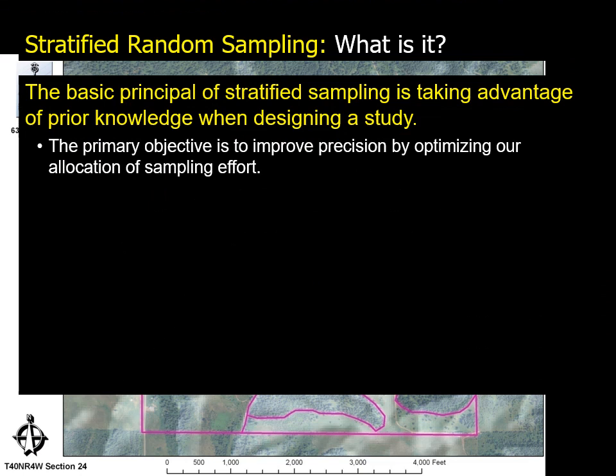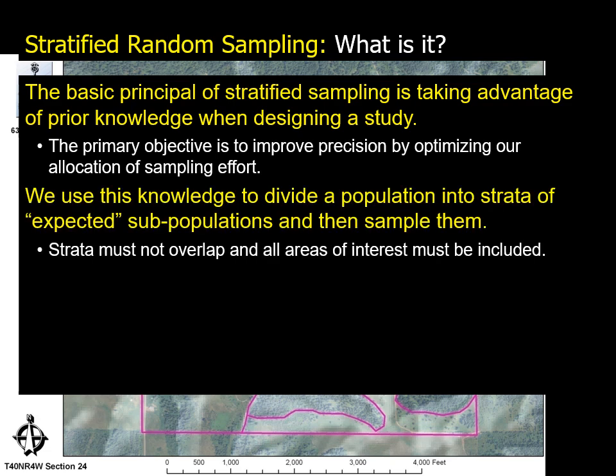The basic underpinning of stratified random sampling is that we take advantage of prior knowledge about the population to improve our sampling design. Within this system, we seek to improve our precision by optimally allocating our sampling efforts into areas where we have homogeneous values. By taking advantage of our knowledge about the population, we are able to divide the population into strata of expected subpopulations, or strata with a known range of potential values for sampling. When doing this, strata must not overlap, and all areas of interest must be included.